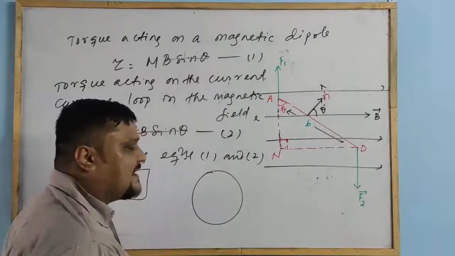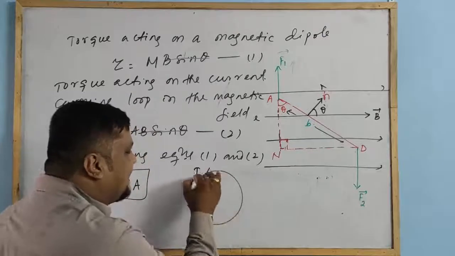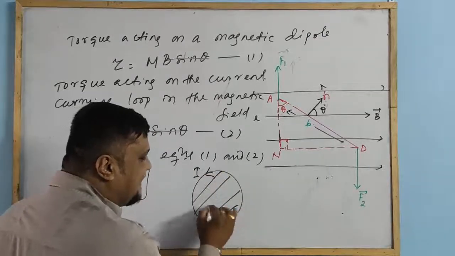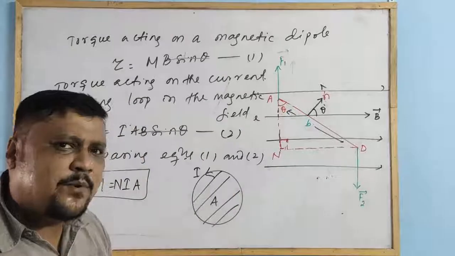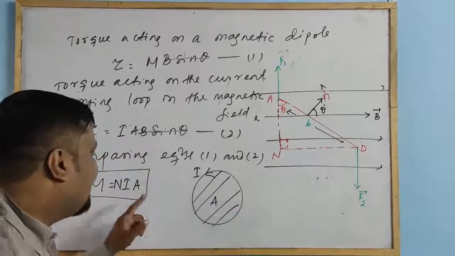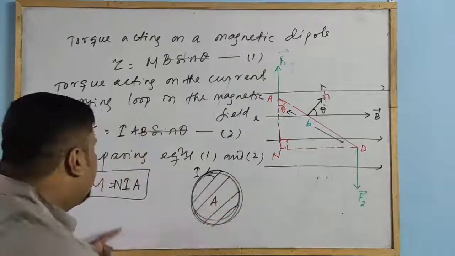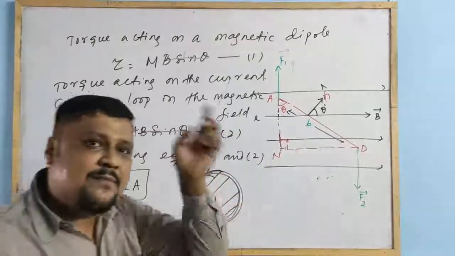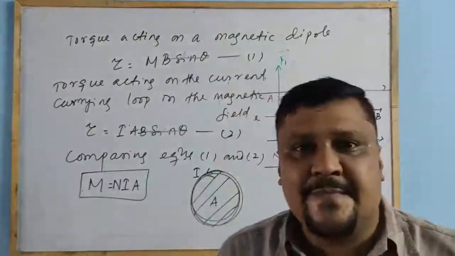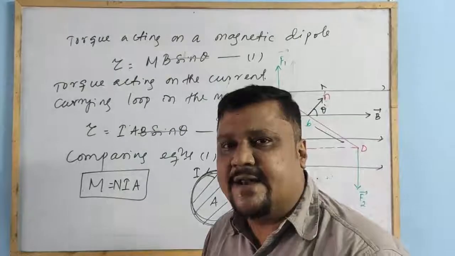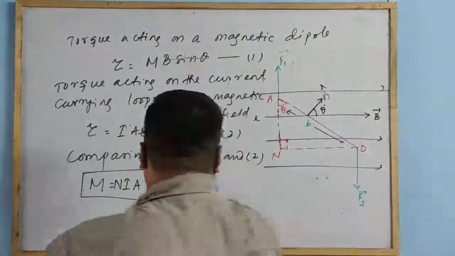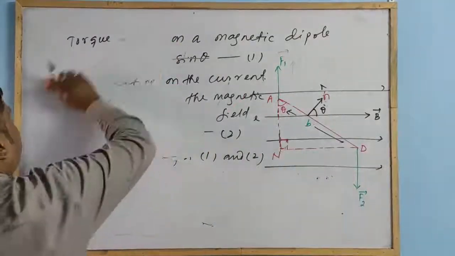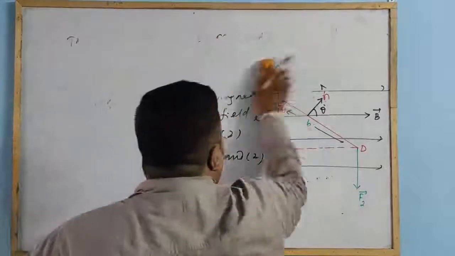Already you know the dipole moment of a current carrying loop. I have shown that in a circle. If the current is I and the area of the loop is A, this is equivalent to a dipole because its dipole moment is IA. If it has N number of turns, then NIA. That we have already discussed. Clear? So from here we got the relation. Then this is the torque. Now go to case 1.